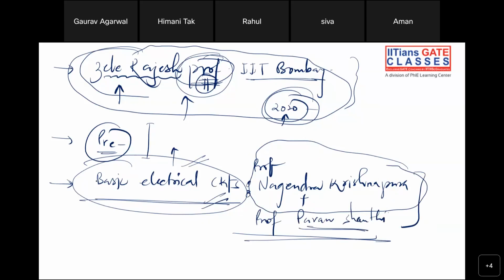So this is very important information. In India, there are only two professors who teach analog and basic electrical circuits nicely. There are various professors, but these two are good. So you must at least look at this.